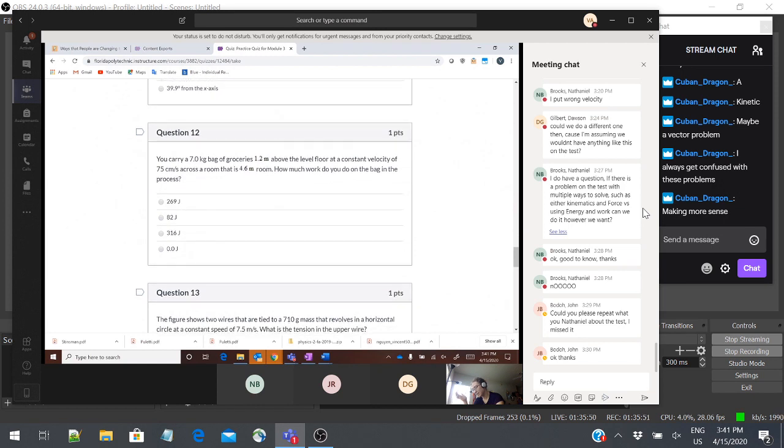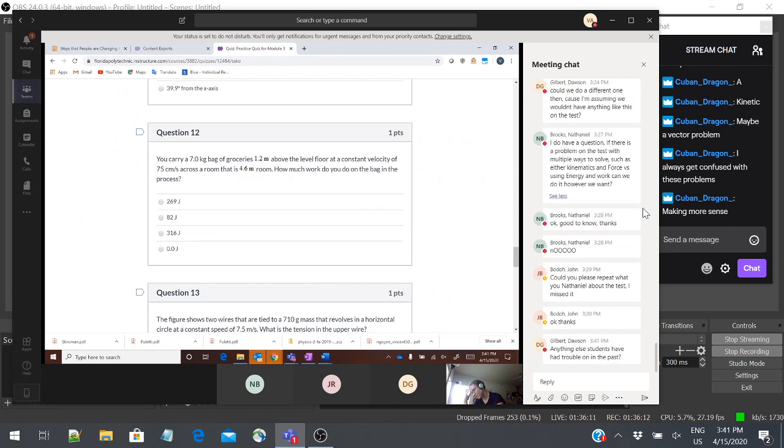This one's really easy, right? You carry a bag a certain distance at a constant velocity across a room. How much work did you do? If it's going at a constant velocity, then there's no net force in the horizontal direction. Your force is purely vertical. So you do 0 joules.